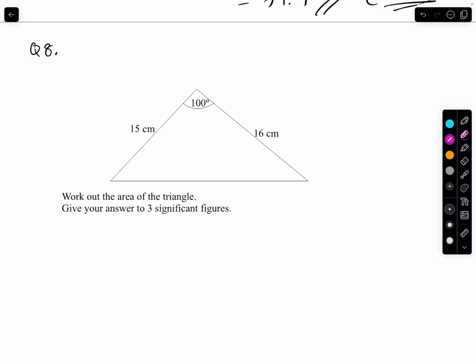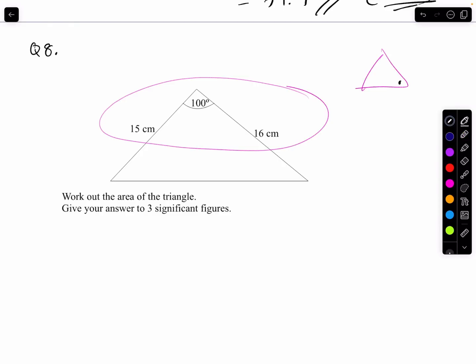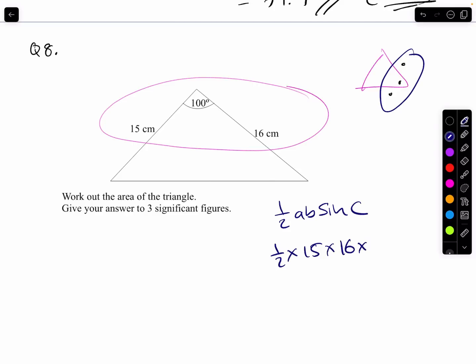Now, if you look at this, very straightforward. This one, because everything's given to us, you're always looking for those little things. So if you've got this angle, this side, and this, you can use your sine area rule. So it's two sides and the included angle is given. You can use this rule, which is half AB sine C. You don't even need to label it, because if you see that pattern, you know what you're doing. So half times A, which is 15, times B, which is 16, times sine 100. Put that in your calculator. So 0.5 times 15 times 16 times sine 100.